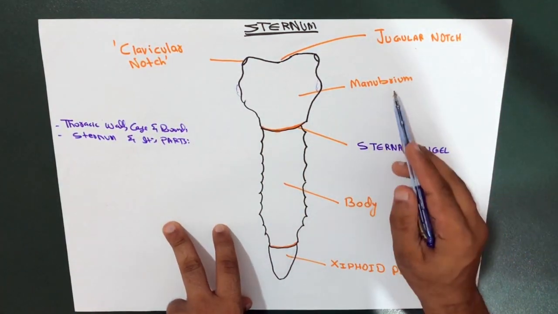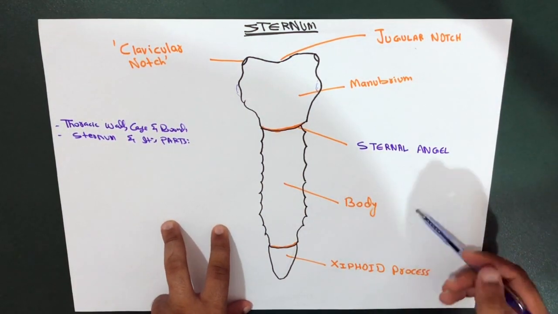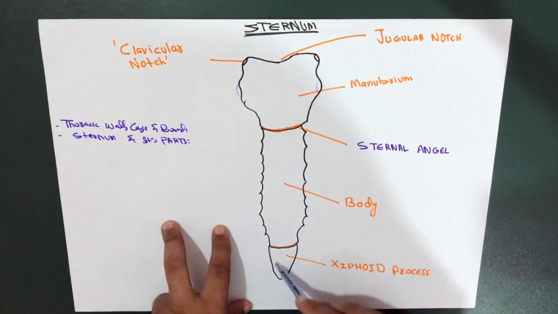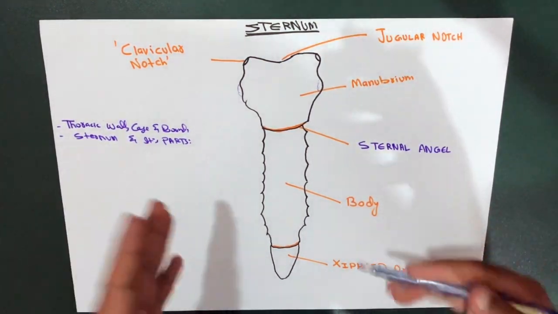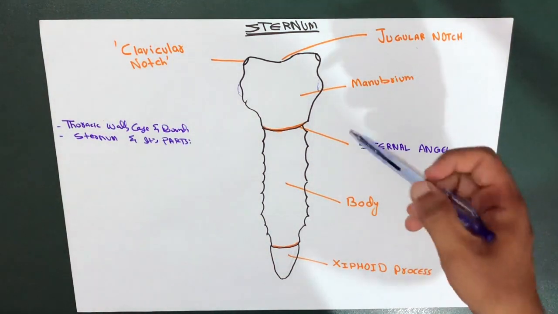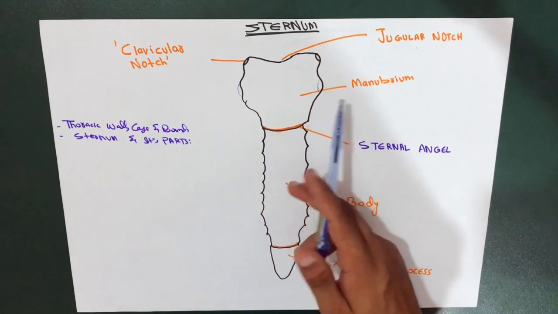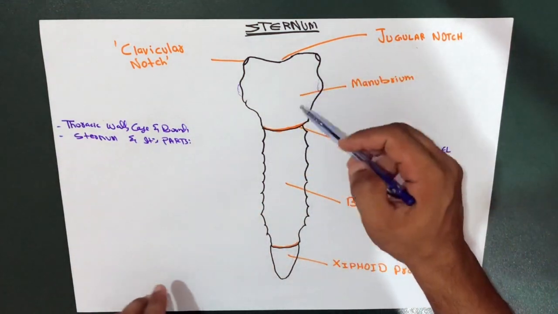You can see it here, the manubrium. The middle part is called the body of the sternum. And in the end, we have got a cartilage which ossifies later on, and which is called the xiphoid process. So I start with the lecture of the manubrium. The manubrium is the upper part of the sternum.